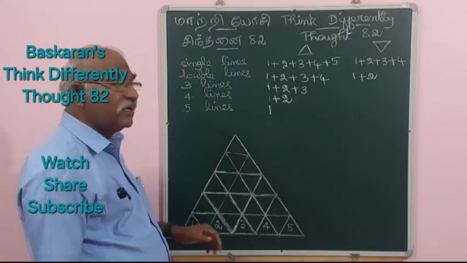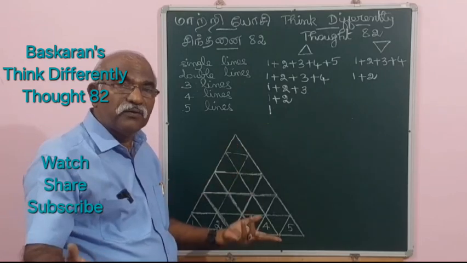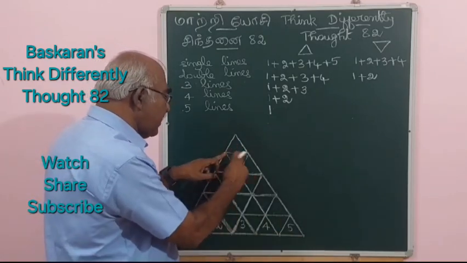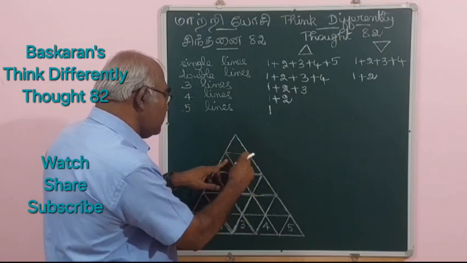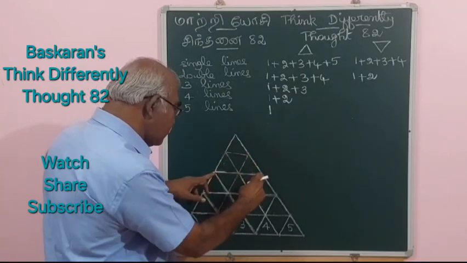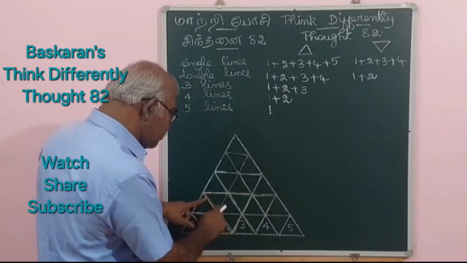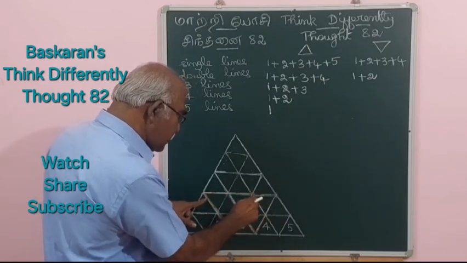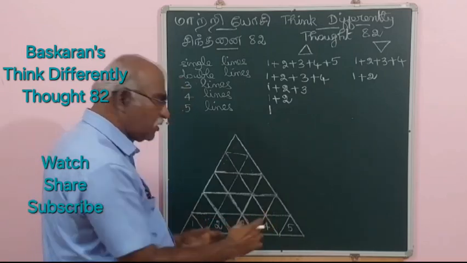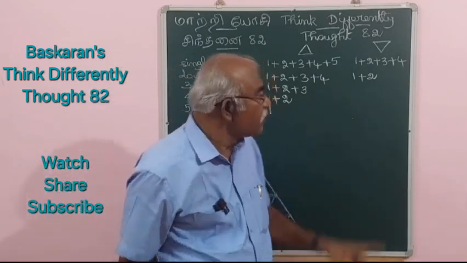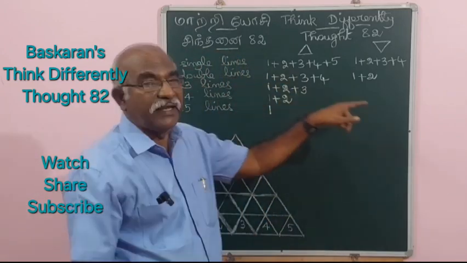You first consider single lines. In the first line there is no downward triangle. You require 2 vertices minimum. So in the second part you have 1 and here you have 1, 2. Then you get 3 and in the bottom you have 1, 2, 3, 4 downward triangles. So you have 1 plus 2 plus 3 plus 4 in the single lines.